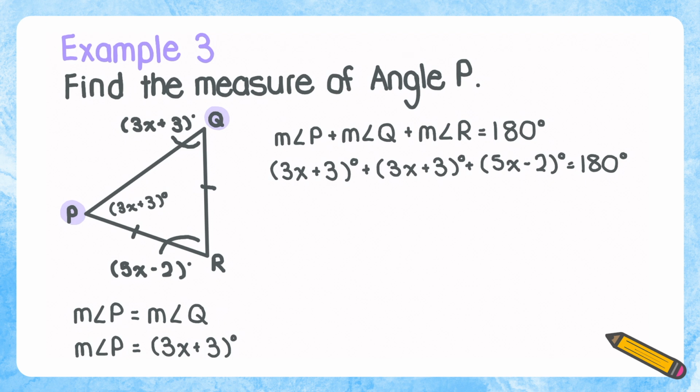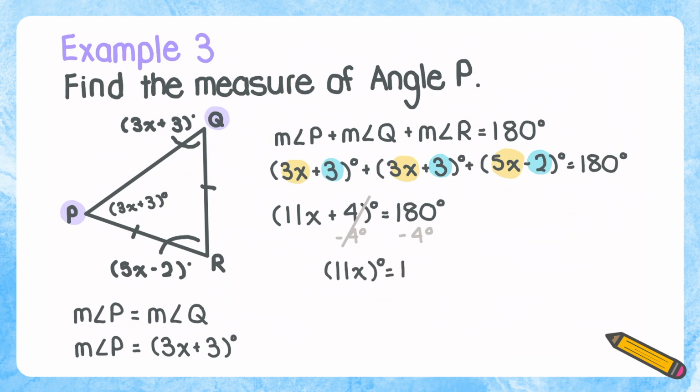And let's simplify this by combining like terms. So we can combine 3x plus 3x plus 5x. What does that sum to? It sums to 11x. And then next we can do 3 plus 3 minus 2. And that equals 4. So we have 11x plus 4 degrees equals 180 degrees. We're going to subtract 4 degrees on both sides. And we have that 11x degrees equals 176 degrees.